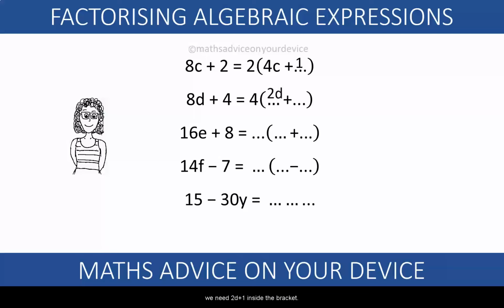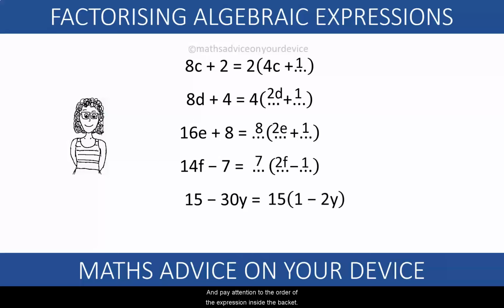If 4 is a common factor, we need 2d plus 1 inside the bracket. Common factor 8 and 2e plus 1 inside the bracket. Pay attention to the minus between, and pay attention to the order of the expression inside the bracket.